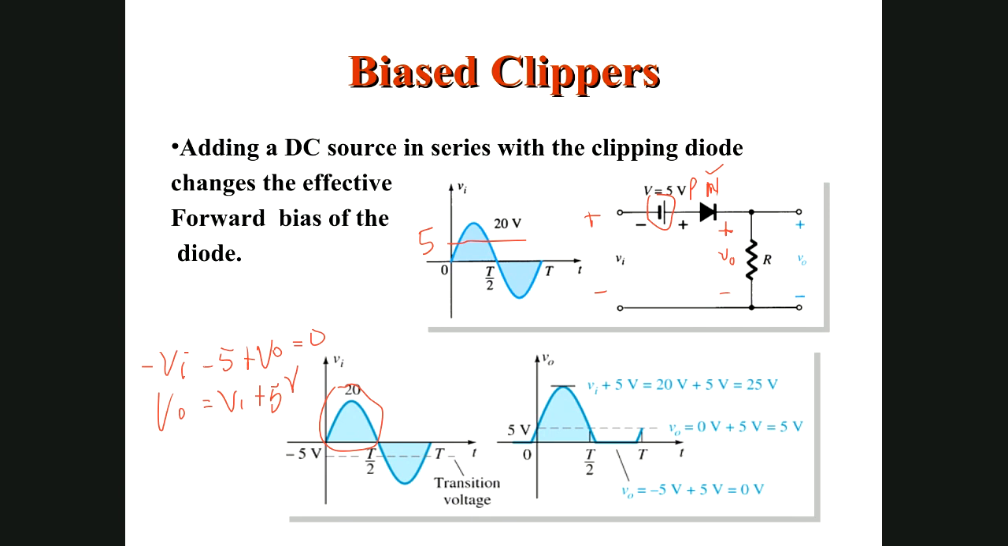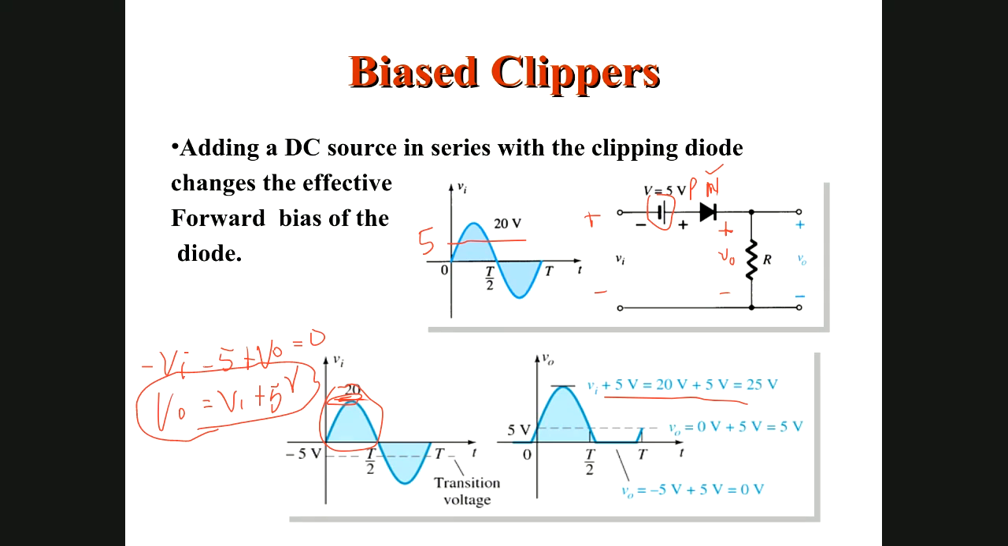Now when your input is 0, your output will be 0 plus 5. You have to use this law. When your input is 0, your output is 0 plus 5. When input is 1, 1 plus 5. When your input is 20, the maximum value, your output will be 20 plus 5, that is 25. Fine. So in this way, during the whole positive half, your output will be input plus 5. It was very simple.